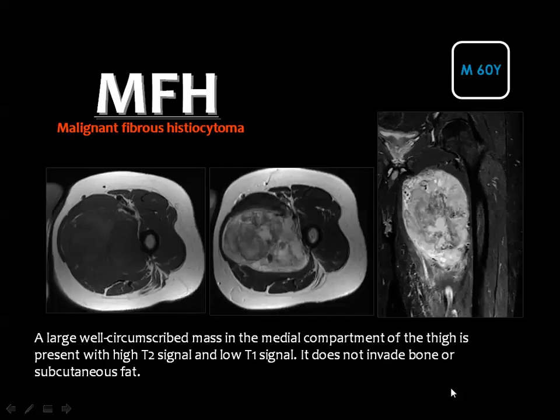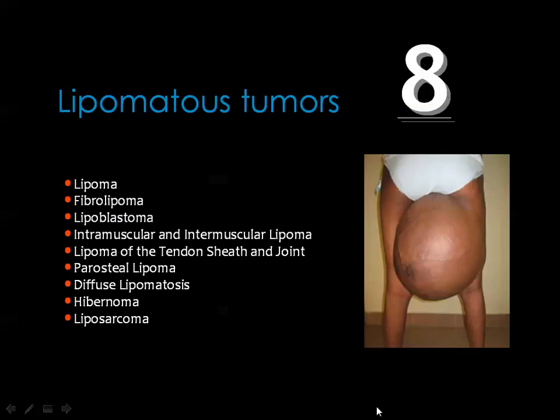undifferentiated sarcoma. Then, as I have mentioned before, most of these sarcomas have a non-specific MRI appearance, and it is predominantly of low signal in the T1, high signal in the T2, and they will show some contrast enhancement.